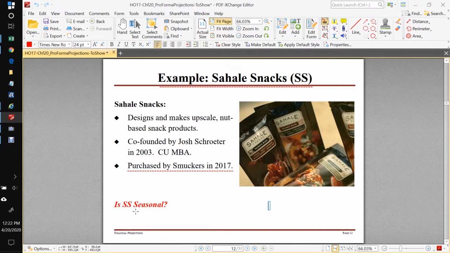Okay, so is Sahali snacks seasonal? The answer is no. These snacks are bought by people year round. They're not a specialty thing like a fruit cake or a small thing of honey for some Jewish holidays, that type of thing. Sales may go up a little bit around holidays, but in general, people aren't buying these for gifts. They're buying them for themselves. So Sahali is not seasonal, and their financial statements bear that out.